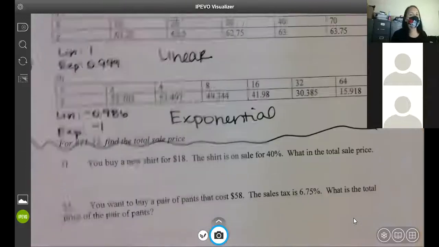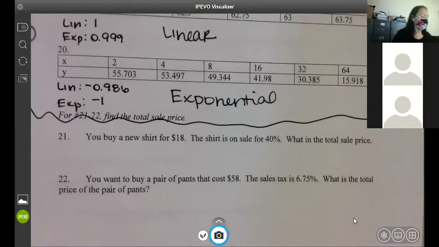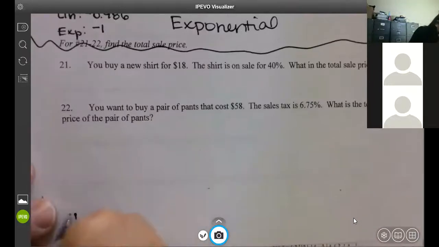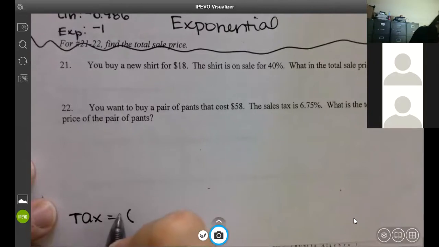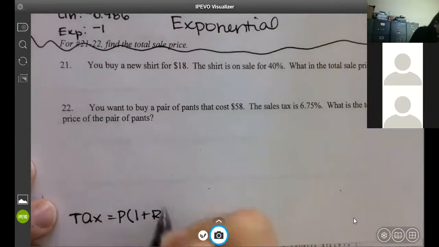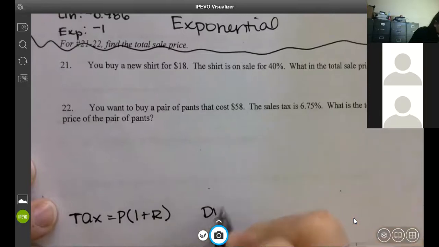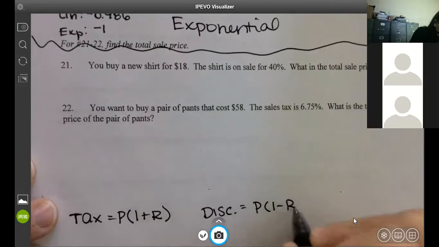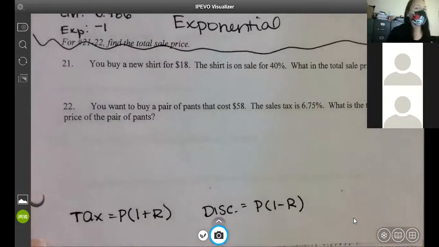Goal 3, sales tax and discounts, what it started off as. Remember, we're using 2 formulas. I'm going to write them down here. Tax is P times 1 plus R. Discount is the price times 1 minus R. So tax and discount. You have to know which one to use.